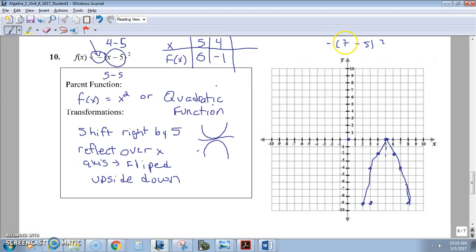The parent function, if you guys want to see that, keep watching. The parent function is just x squared. So that would be 1 squared would be 1. 2 squared would be 4. 3 squared would be 9. And it's going to be the same on the other side. 1, 2, 1, 2, 3. There. Okay. And that is the parent function.